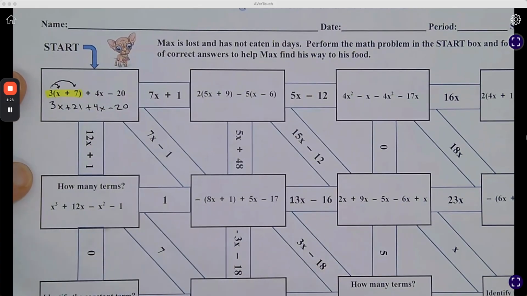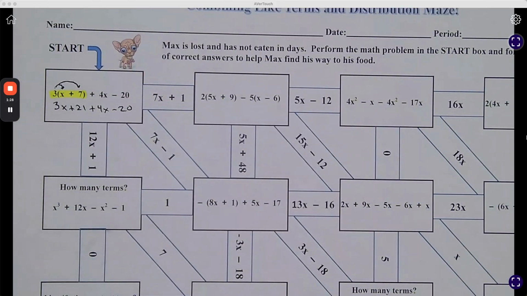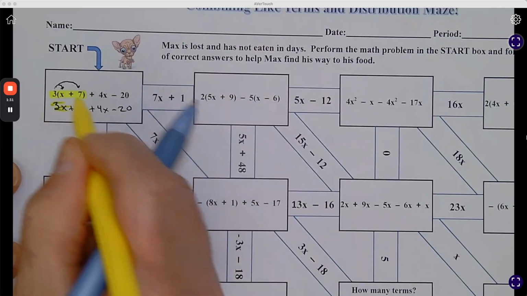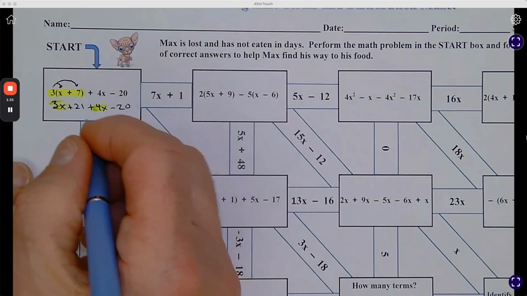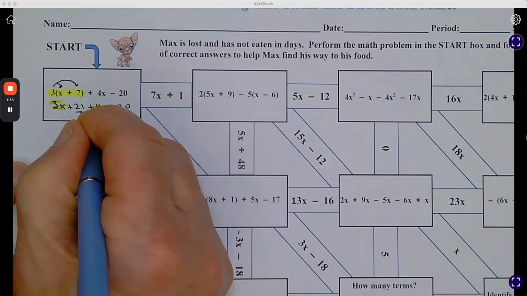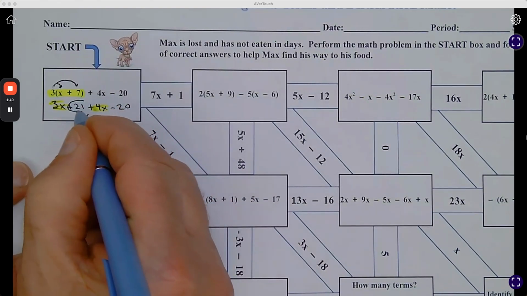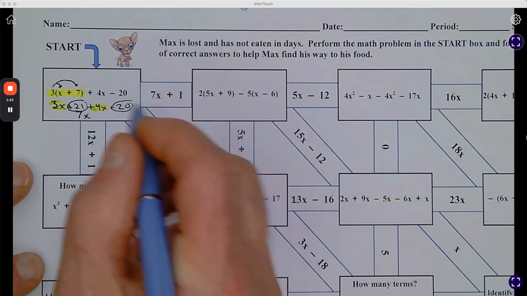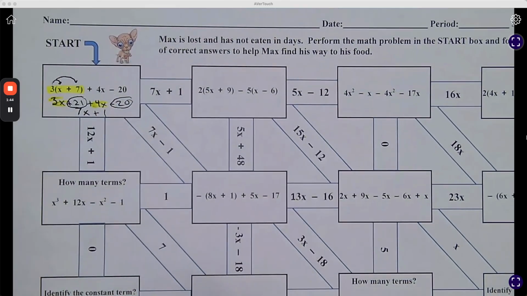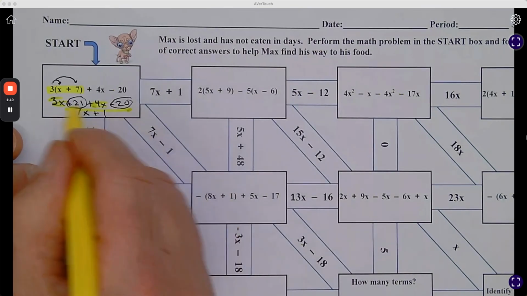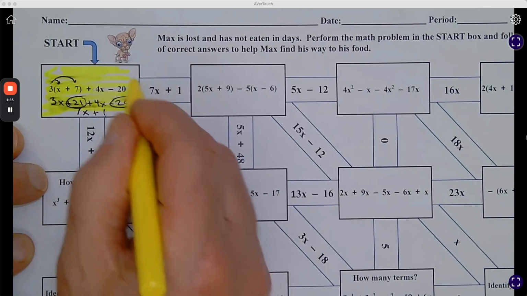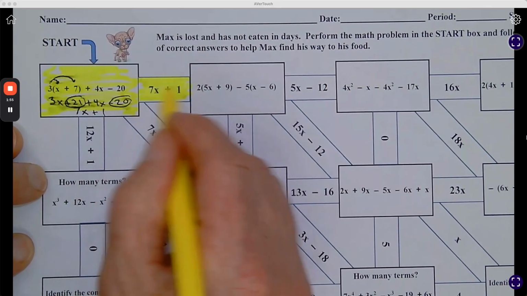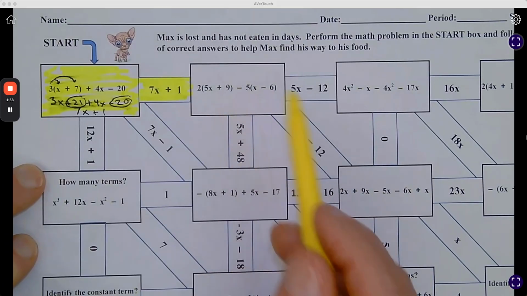All right, now what I'm going to do is combine my like terms. So what I notice is I have those terms that are like 3x plus 4x is 7x. And then we have 21 minus 20, and that's plus 1. So the final answer is 7x plus 1. So this square went this way. And now I perform this mathematics.